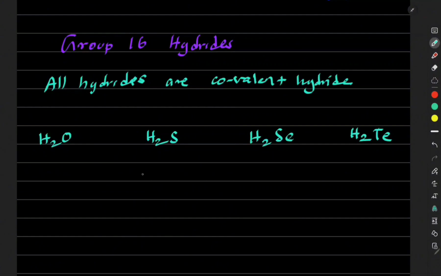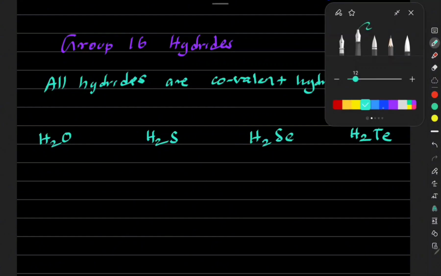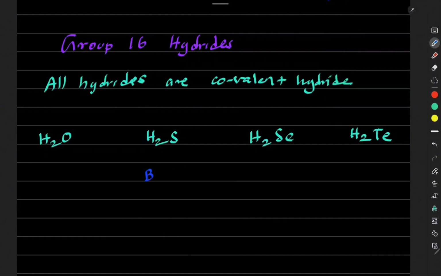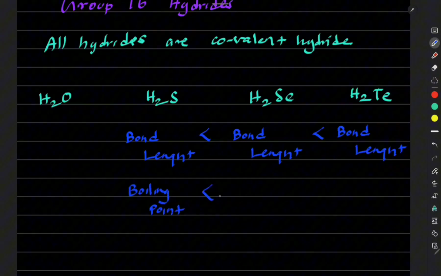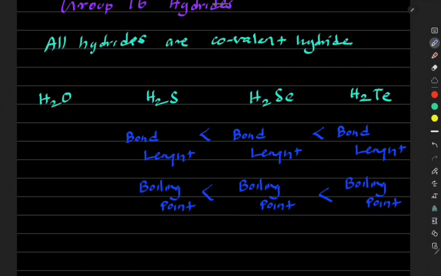We compare the bond lengths of them. The bond length of H2S is less than that of H2Se, which is less than that of H2Te. And the boiling point also increases down the group.